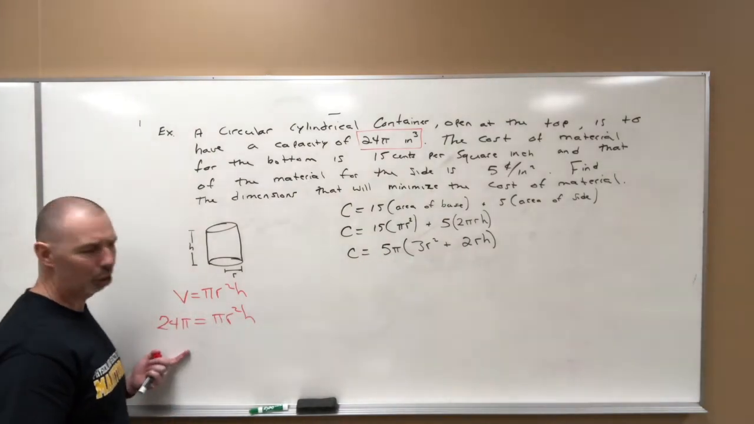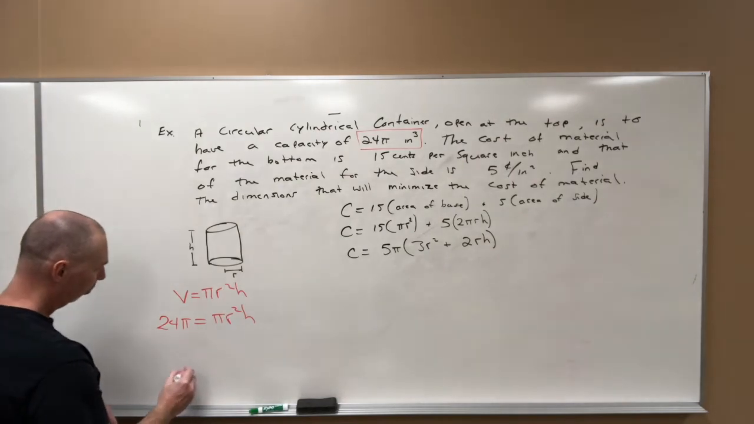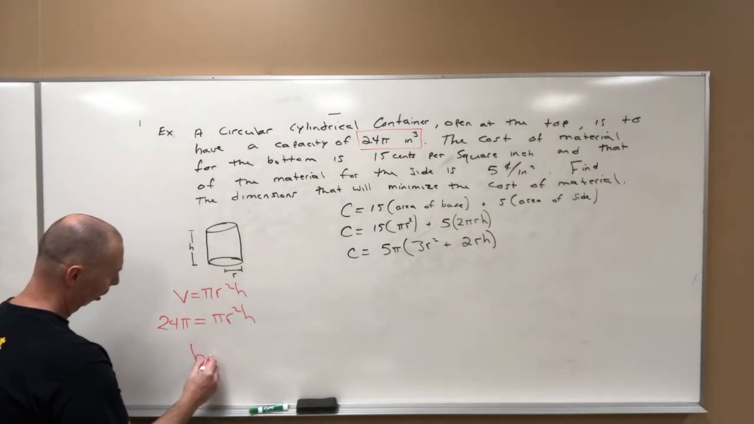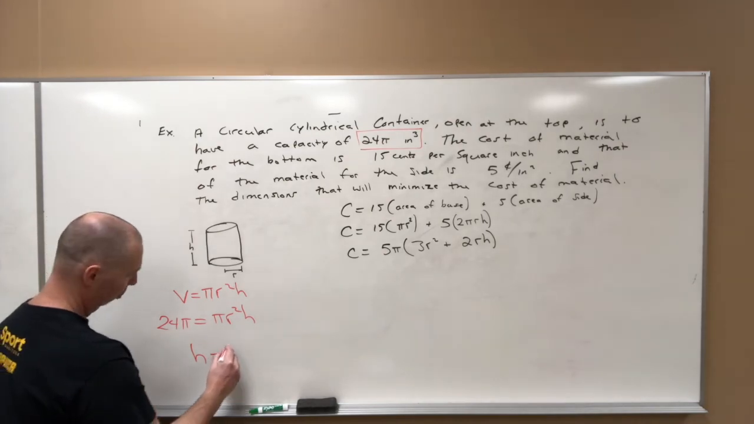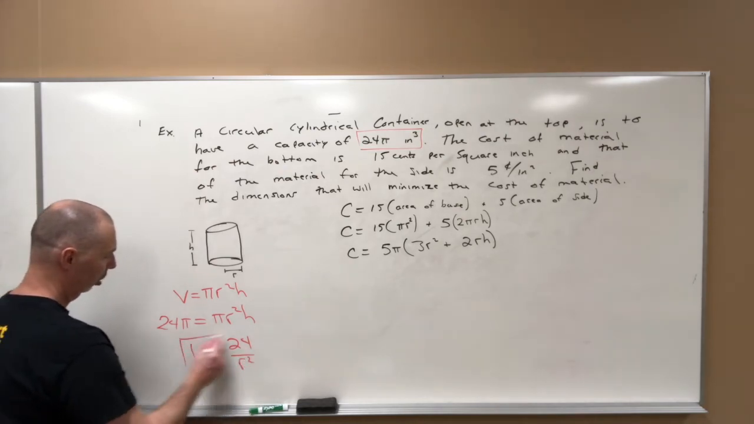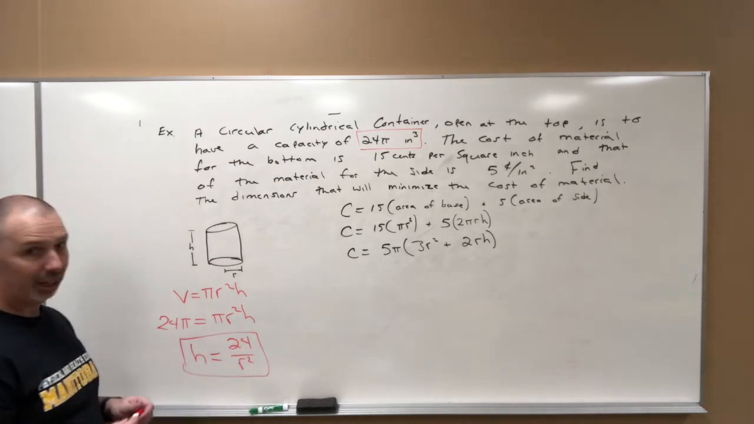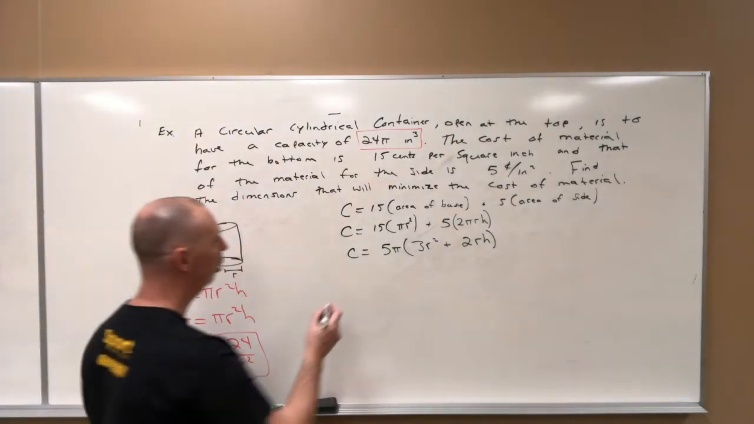It's much easier to solve for h. So we're going to divide both sides by pi r squared, and that's going to give us h equal to 24 over r squared. The pi's, of course, cancel out, and we're left with this. Okay, we're going to now take that and put it in for h in our cost formula.